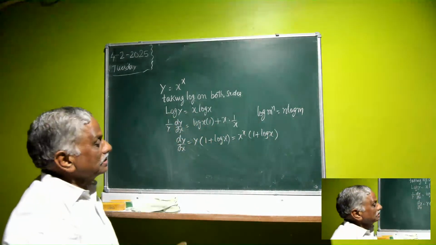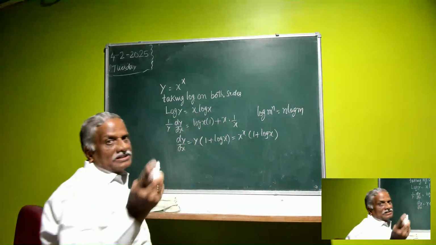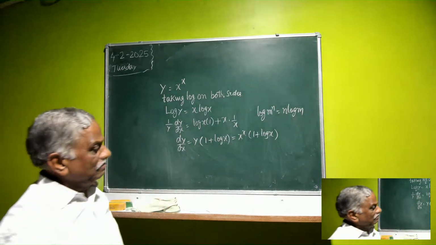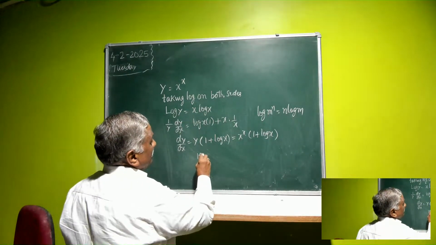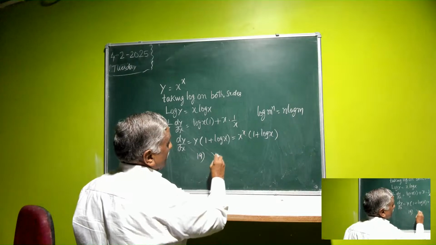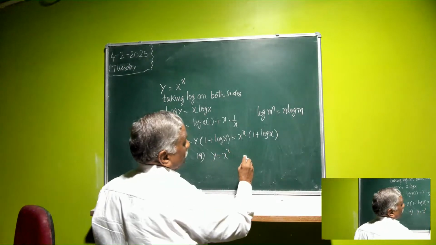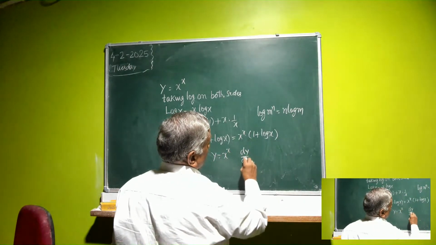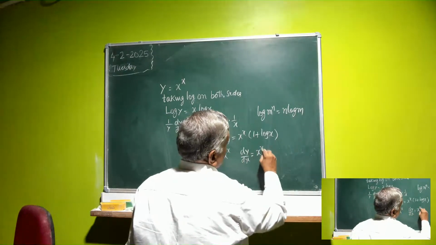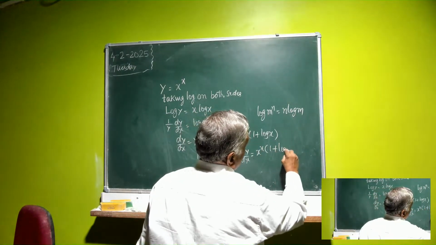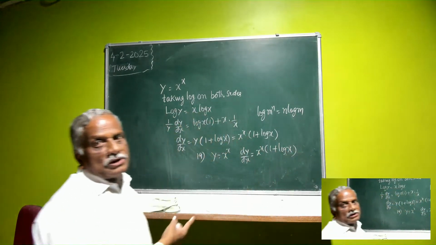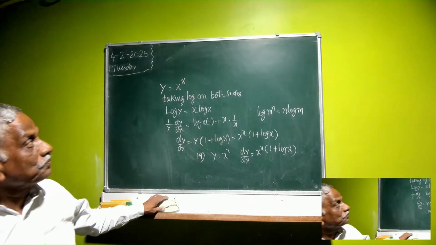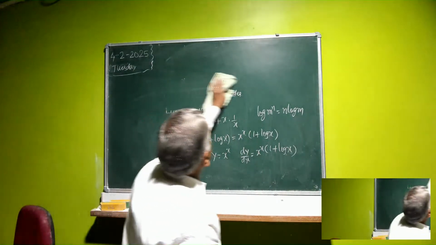So you can remember this as a standard formula. I think we have listed about 18 or 19, whatever number, supposing it is 18. You can add this to that list. y is equal to x to the power of x, dy by dx is equal to x to the power of x into 1 plus log x. Afterwards, we can use this as a standard form. Now, let's go to the next problem.